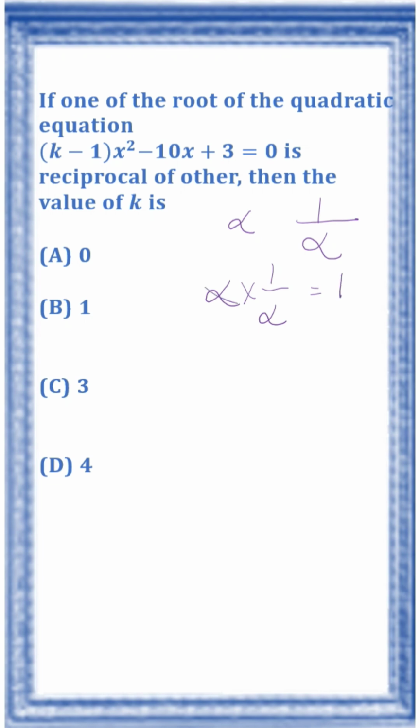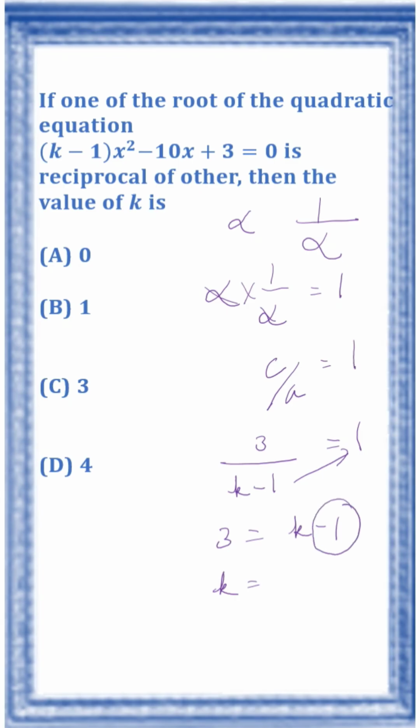Here if we multiply these two roots, we will get 1, isn't it? Product of the roots is equal to c by a, that is equal to 1. C is 3 here, a is k minus 1, that is equal to 1. So 3 is equal to k minus 1, cross multiply. So k is equal to 3 plus 1, transpose, that is equal to 4. So option D, 4 is the correct answer.